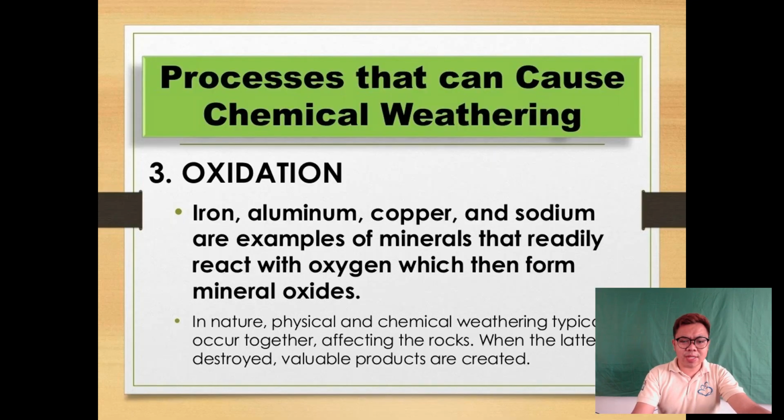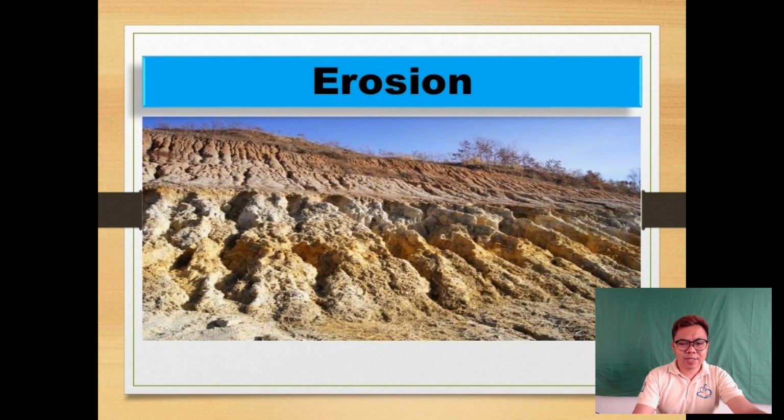Another process is the oxidation. Iron, aluminum, copper, and sodium are examples of minerals that readily react with oxygen, which then form mineral oxides. Sa nature natin, kapag nagkaroon ng physical and chemical weathering at naka-apekto to sa mga rocks, yung ibang part niya ay dahan-dahan na ring masisira. So another product na naman ang mabubuo, or another set of rock na naman ang mabubuo. And it's all because of the presence ng oxygen. So this is an example ng process na yon, yung erosion.